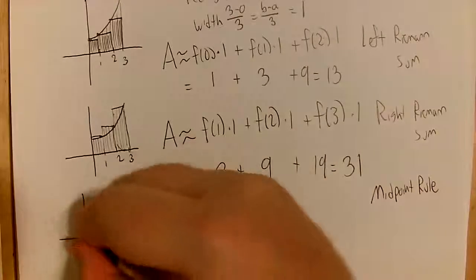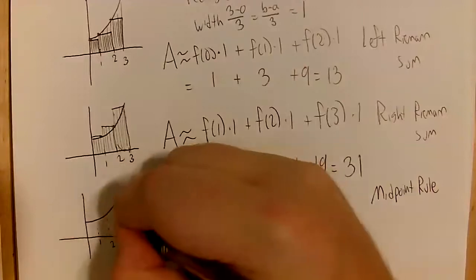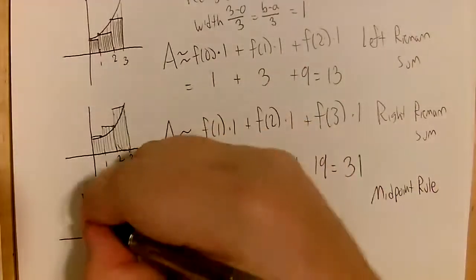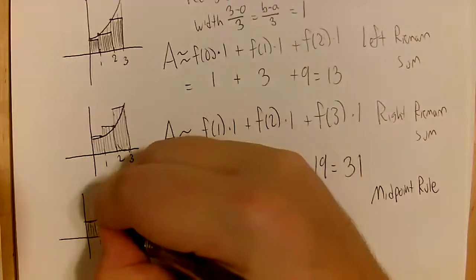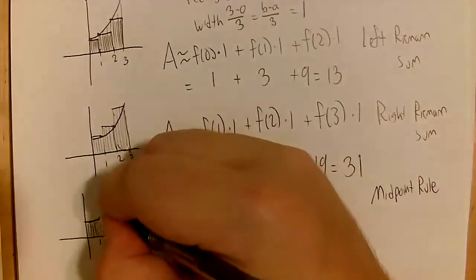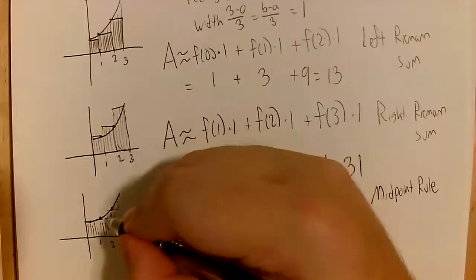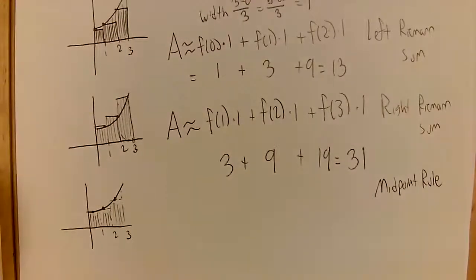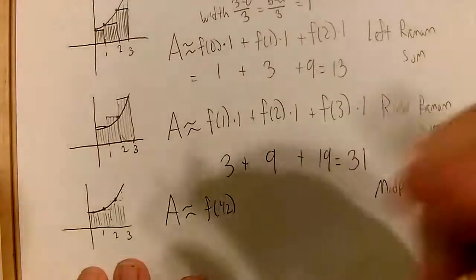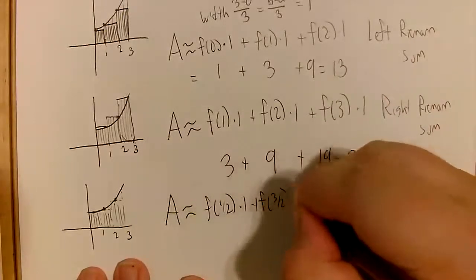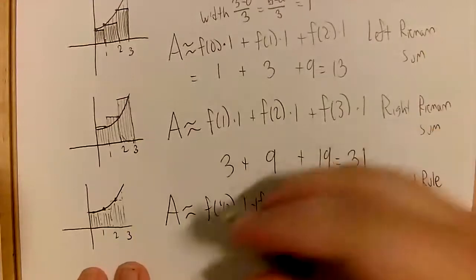So for this one, I have the same picture again. 1, 2, 3. This time we're going to pick the middle value to be the height of our rectangle. And the nice thing about that is that a little bit of it is an overestimate and then some of it is an underestimate. And we hope that those kind of cancel each other out. So for the midpoint, we have f of 1/2, which is halfway between 0 and 1. And then we have f of 3/2, halfway in between 1 and 2. And then f of 5/2, which is halfway between 2 and 3.